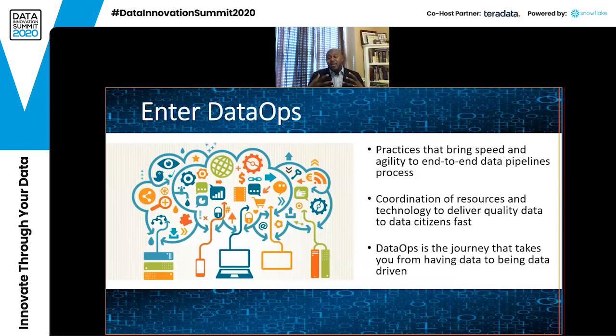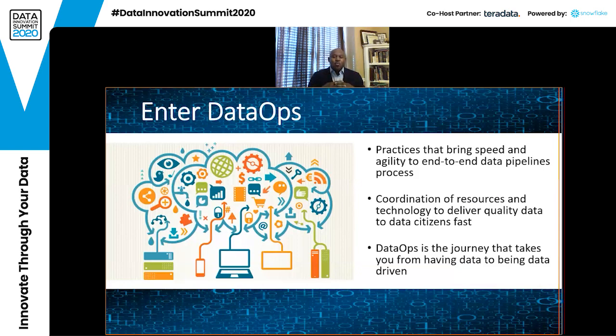So what is data ops? Data ops is a group of practices that bring speed and agility to an end-to-end data pipeline process. So all of those data pipelines, the process that sends data from one point to the end, data ops is the thing that brings all of that together and produces it with speed and agility. So, to further that definition, data ops is the coordination of resources and technology to deliver quality data to our data citizens in a very fast manner.